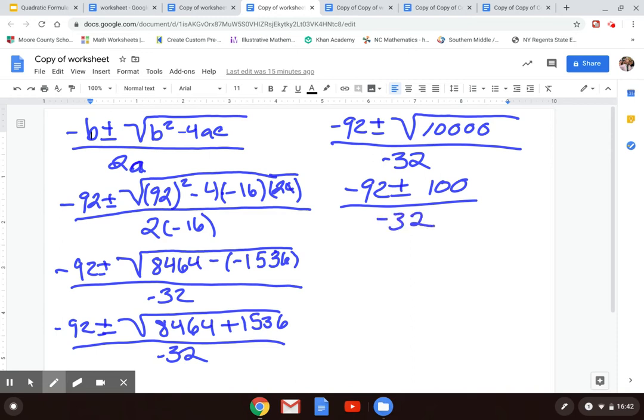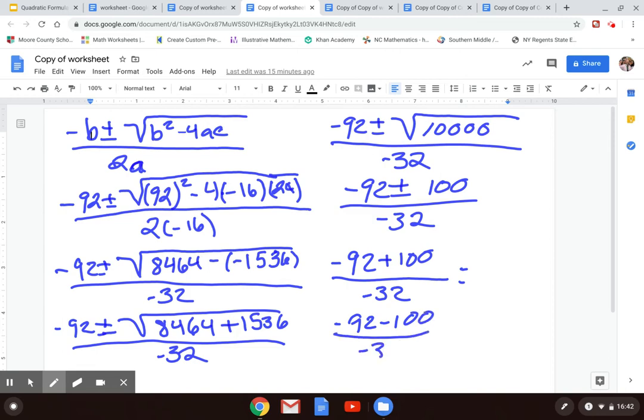So what I do here then is I remember from yesterday that I said these are two equations, because of the plus or minus operation. So one equation is going to be a negative 92 plus 100 divided by a negative 32. And then I'm going to have a negative 92 minus 100, all of that divided by a negative 32 as well. And so when I do these calculations on my calculator, I'm going to pause and give you a chance to do those at home. So my solution here is going to be a negative 0.25. And then my solution here is going to be 6.